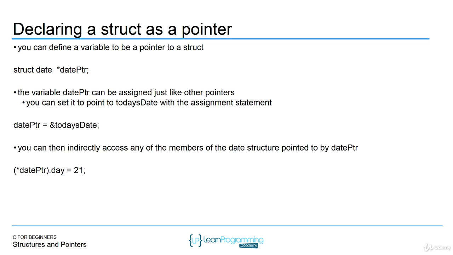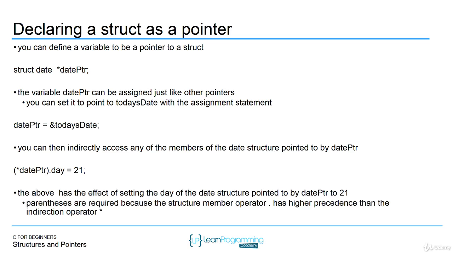You can then indirectly access any of the members of the data structure pointed to by date pointer. So we would need to do something like this, right? If you wanted to access the element of the date pointer structure, you'd have to dereference it first, right? And so it'd probably be useful to put it in parentheses so it's very straightforward. You have to dereference the date pointer to get the value of what today's date is pointing to, the value of the address of today's date, which it's pointing to, in order to set particular values. So you would dereference it and then do .day equals 21, and that would assign 21 to your date pointer.